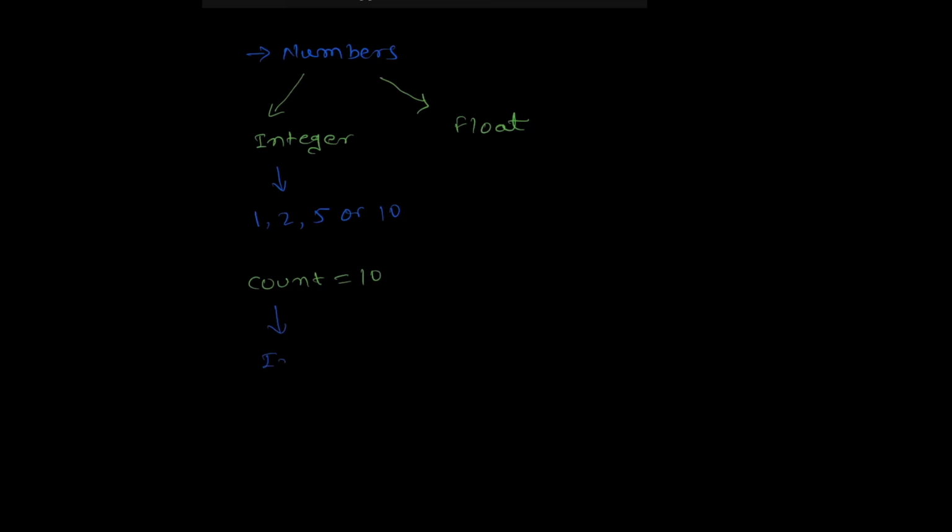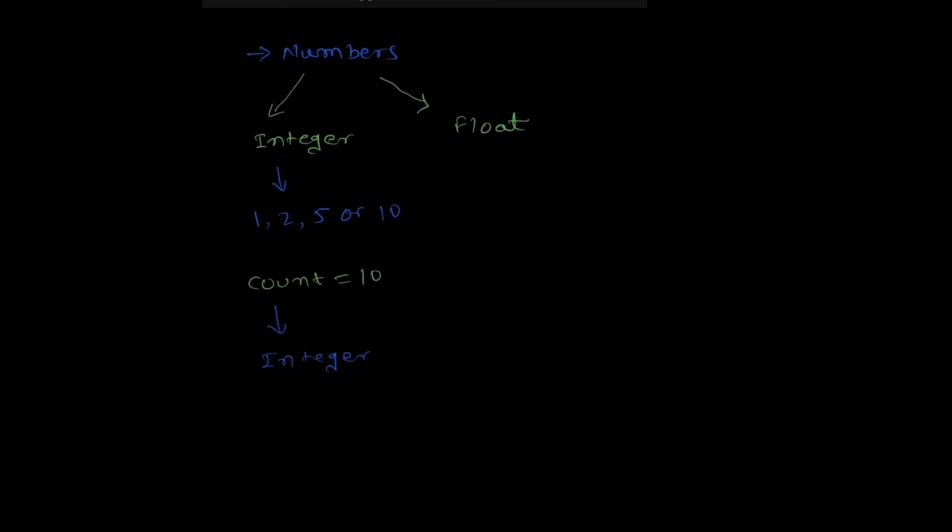Next, let's talk about numbers. Numbers are used for counting and calculations. In basic programming, we mainly use two types of numbers, integers and floats. An integer is a whole number. It doesn't have a decimal part. For example, 1, 2, 5 or 10. Count is equal to 10. Here count is an integer.